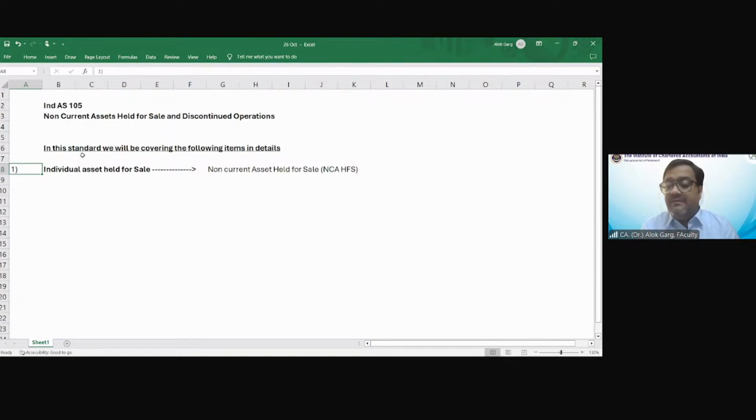Hemant has good convincing power and good convincing ability, and I got convinced by Hemant. I told Hemant, okay, I'm ready to sell my entire factory as a whole. My question is whether it is an individual asset held for sale or whether it is a group of assets held for sale.